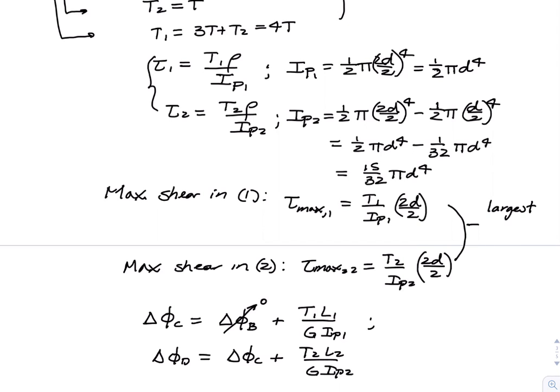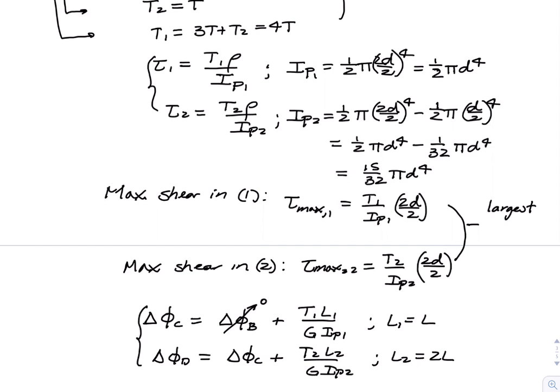So obviously the length for 1 is going to be equal to the distance there of L. The length for 2 is going to be equal to 2L. And we have everything else that we need. We have IP1 and IP2 from before. So these are the rotations of our connectors there for C and D.